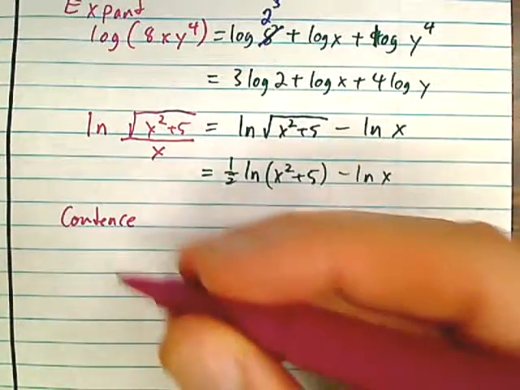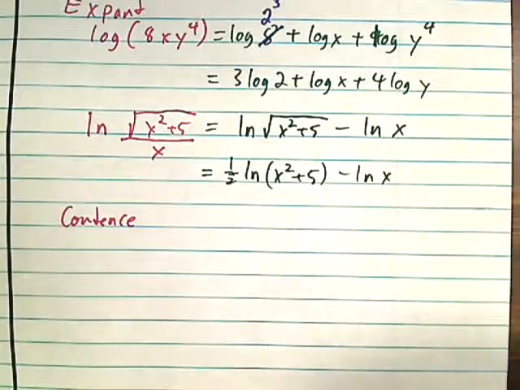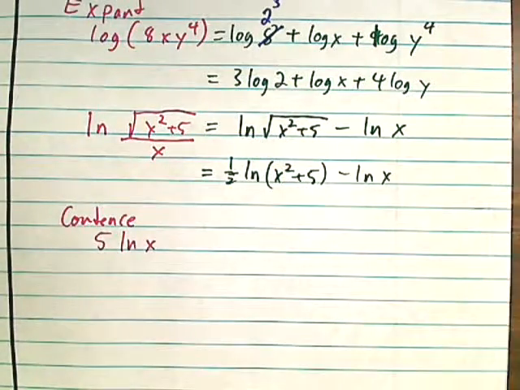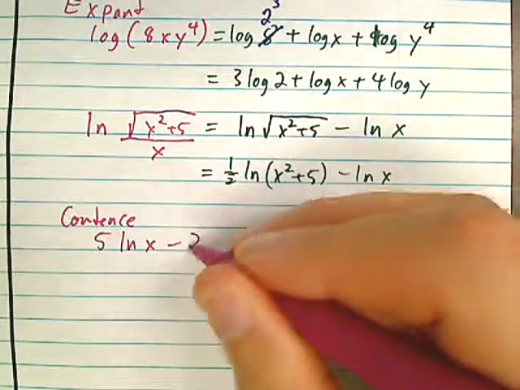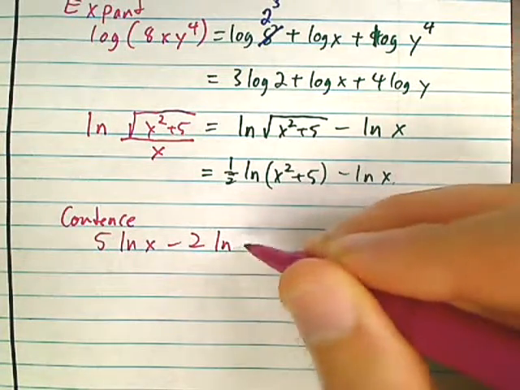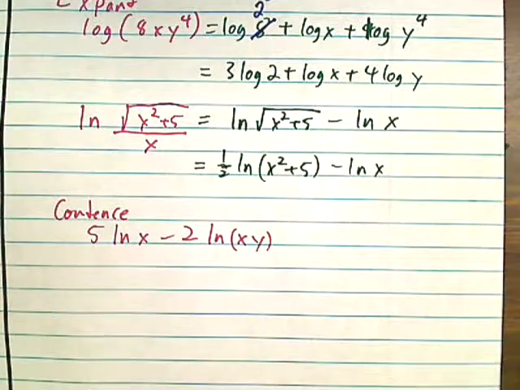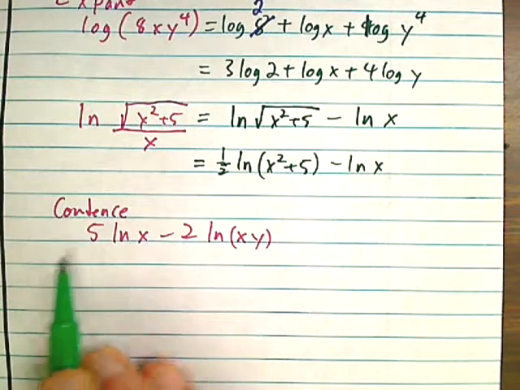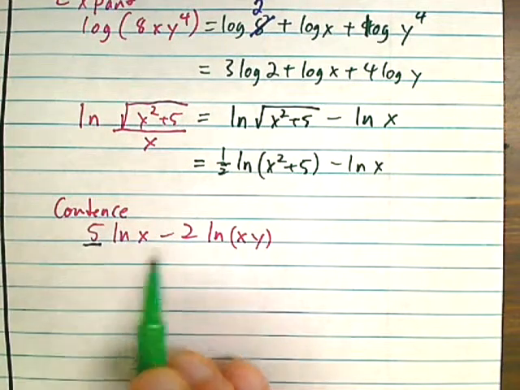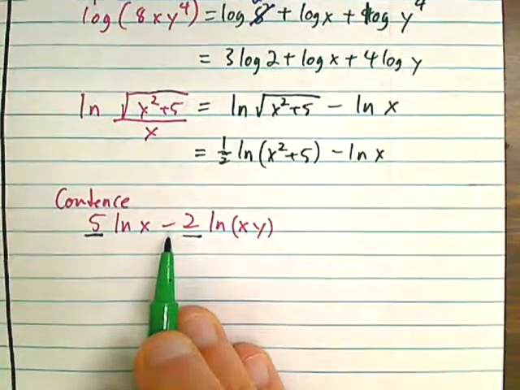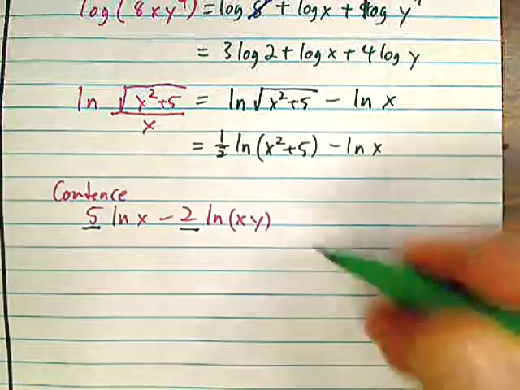So let's look at this. 5 natural log x minus 2 natural log of xy. Okay, so let's see. I have these coefficients. These are both going to become exponents, and the division is going to become a fraction. So let me go ahead and jump to that.